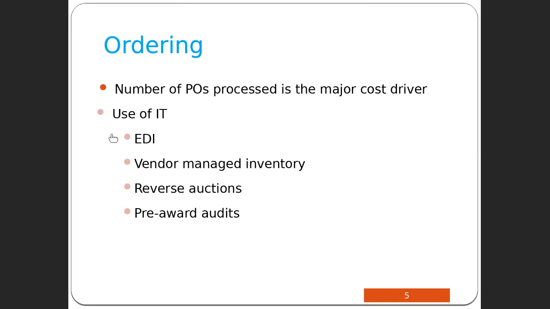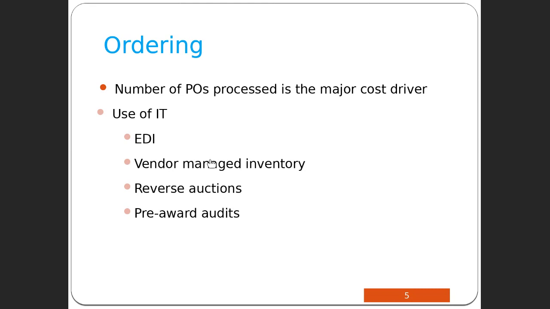Okay. Now there are a number of things that make ordering easier. For example, use of EDI. EDI is electronic data interchange. You could send the orders electronically, obviously, and many companies do that. It is faster, it's easier. It says use of IT, but these are more than just use of IT.